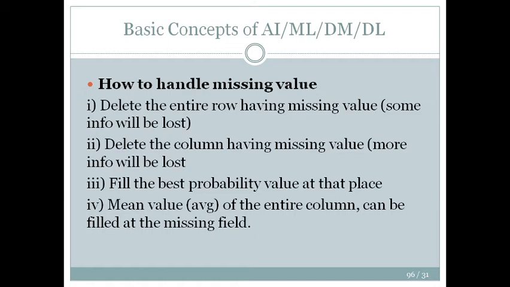So comes the third option, where you will fill the best probability value at that place. And to fill the best probability based value, you need to find out what is the ideal value to be put at the missing places. So that is the third option. The fourth and last one is to find the average of the entire column and then you put it. Another option again can be to put zeros at all those places, but then 0 is a very significant number. It might change our results as well.